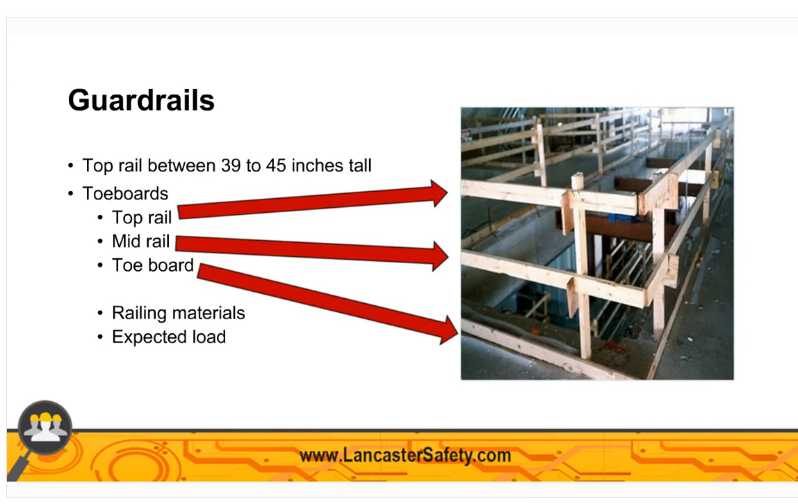We ultimately have to make sure that the guardrail system can support at least 200 pounds of force down against it. The other thing we need to consider with our guardrail systems is that they're installed on either side of an elevated surface open to a fall or any leading edge. The other is the material that they're made out of. We want to make sure that it doesn't pose any type of a cut hazard to an employee if they were to run their hands across it.